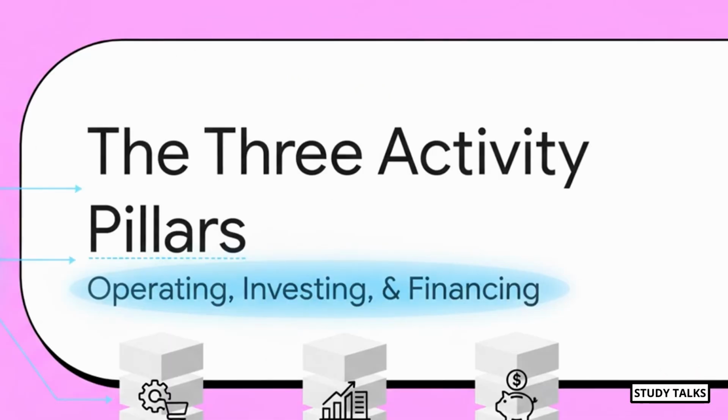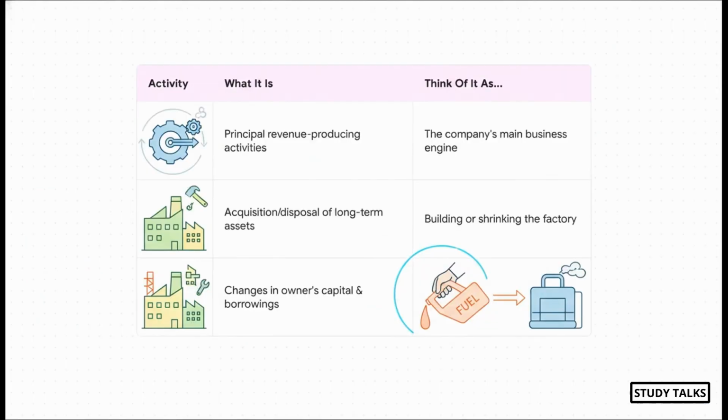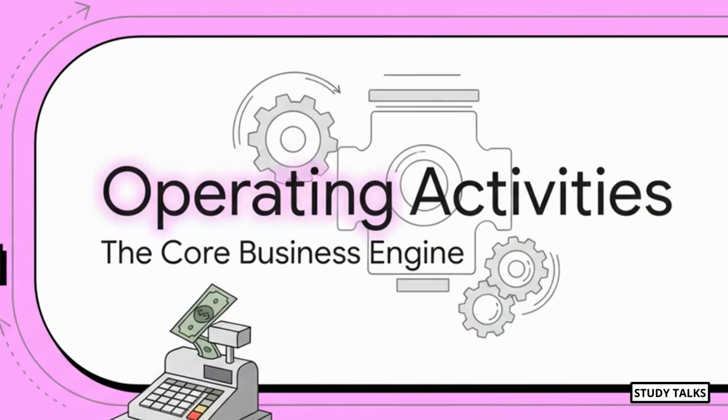Okay, so now that we know what we're measuring, let's talk about how we measure it. The entire cash flow statement stands on 3 pillars: operating, investing, and financing activities. This table gives us a really simple way to think about it. Operating activities, that's the main engine of the business, the day-to-day stuff that makes you money. Investing activities, that's all about building or shrinking the factory, buying or selling the long-term assets that help your engine run. And financing activities, that's about getting the fuel for that engine, raising money from owners or lenders, or paying them back.